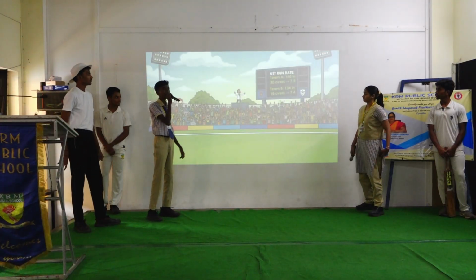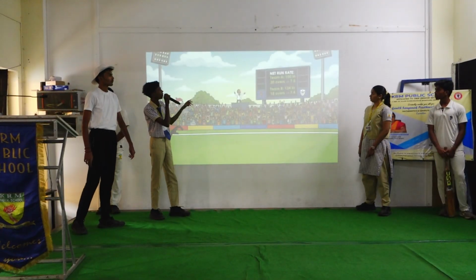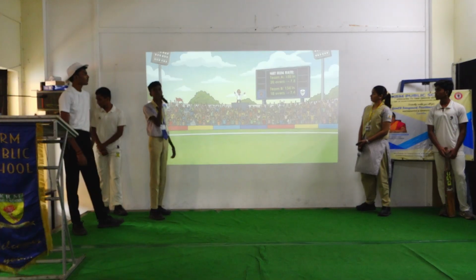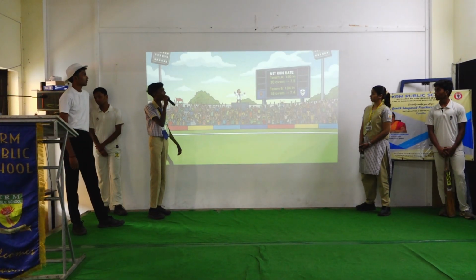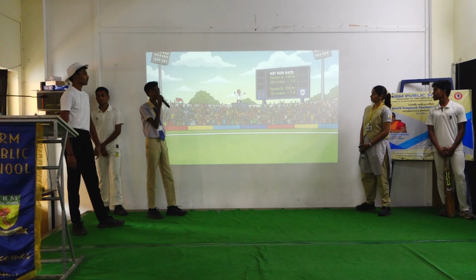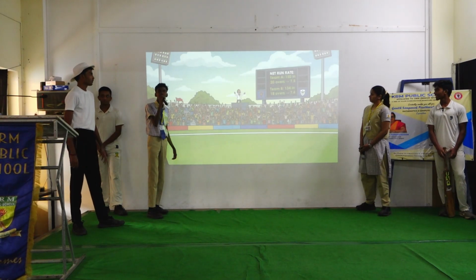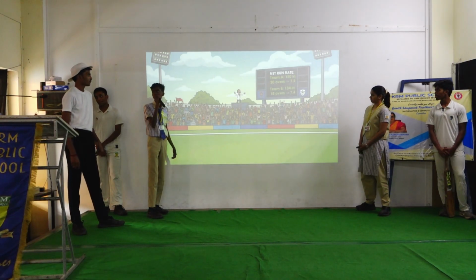Scene 6, net run rate. We are at the end of the match. Team A has scored 150 runs in 20 overs, so the run rate will be 7.5. And Team B scores 134 runs in 18 overs, so the run rate will be 7.4.